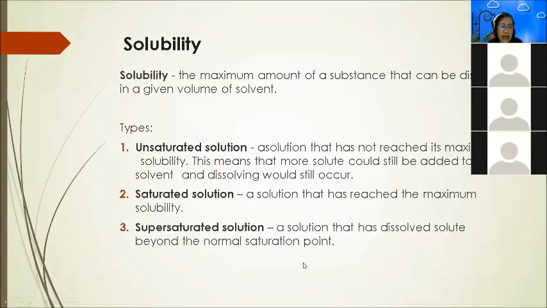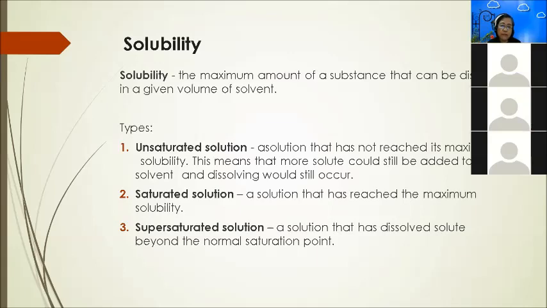Okay, what else? So we have supersaturated solution. Ano ba yung supersaturated? A solution that has dissolved solute beyond the normal saturation point. O pwede pa pala, pag na-reach na. But then again, class, this has to be under certain conditions. So may mga conditions. Either you increase the pressure or you increase the temperature. Diba?